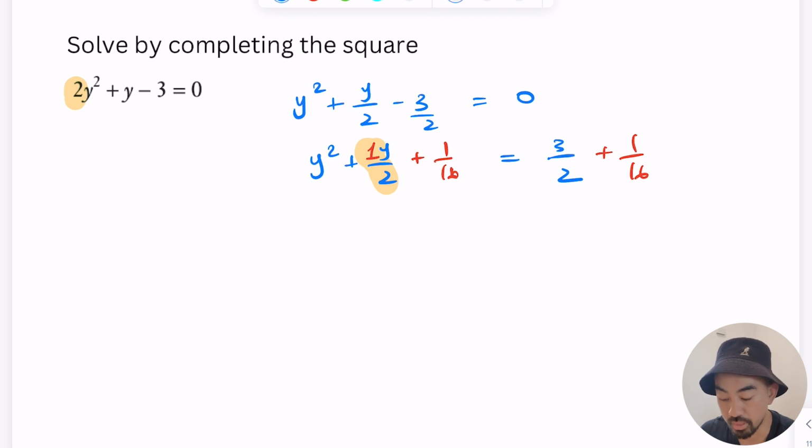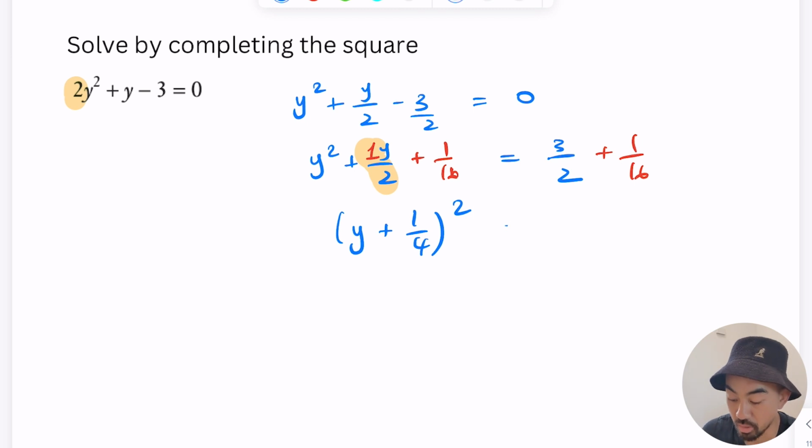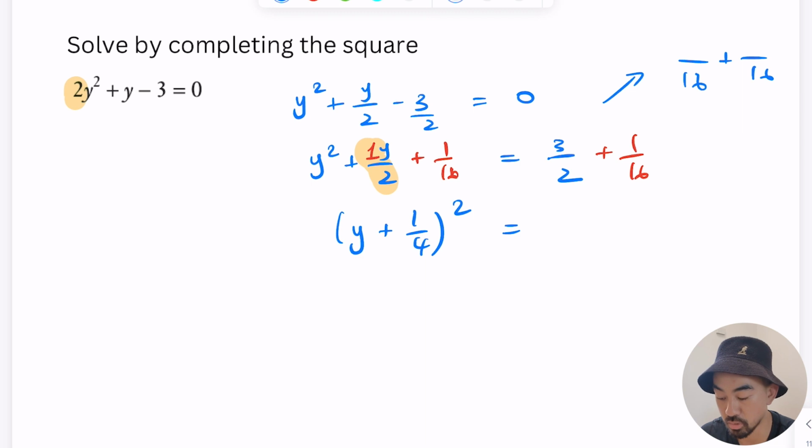Okay, so the left-hand side will be y squared plus y on 2 plus 1 on 16, which will give a nice perfect square of y plus a quarter all squared. If you're not sure how to get there, just look at this last term, and basically it's going to be the square root of that one going in that bracket. Okay, let's simplify the right-hand side. So 3 over 2 plus 1 over 16. They're both going to 16, so I'll have to times 3 by 8, which is 24 plus 1, so 25 on 16. All right, cool.